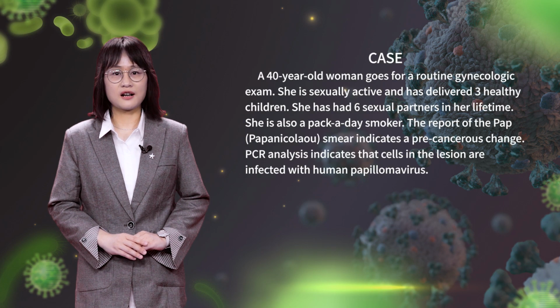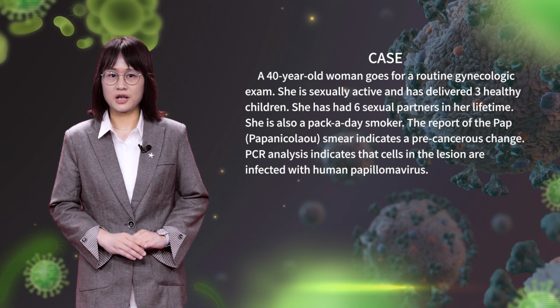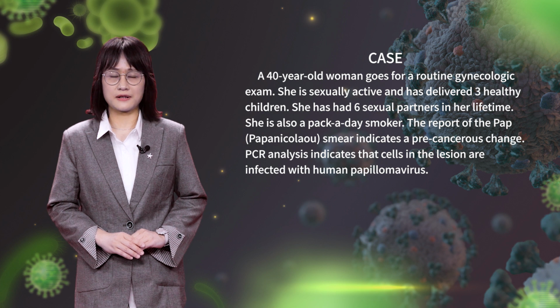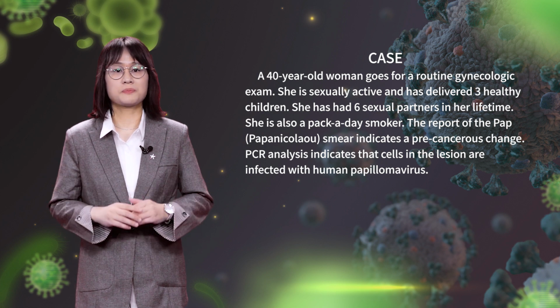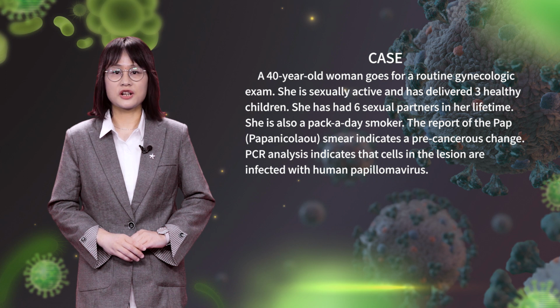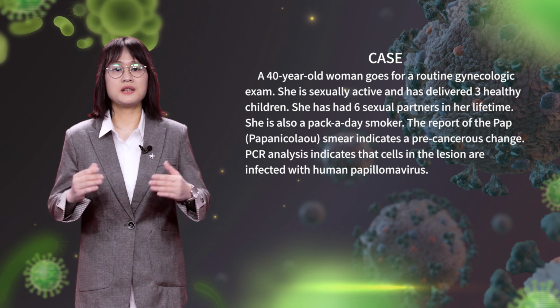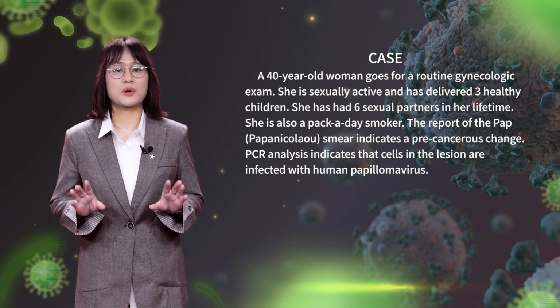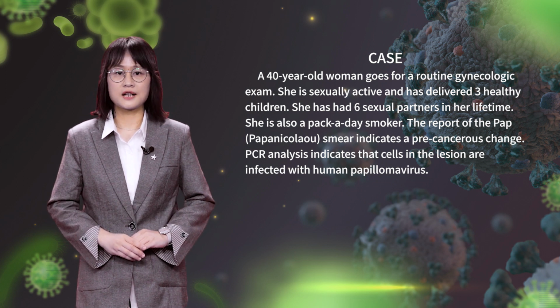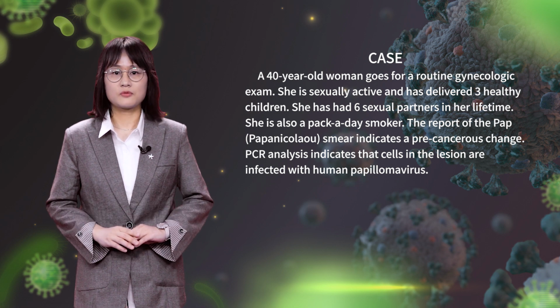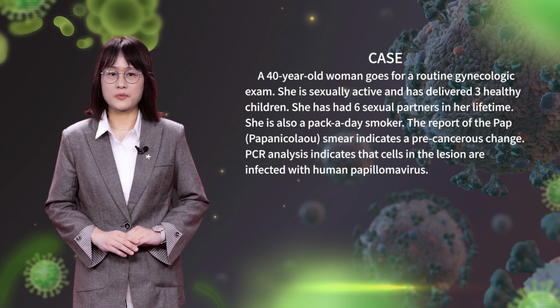First, we will show you a case. A 40-year-old woman goes for a routine gynecological exam. She is sexually active and has delivered 3 healthy children. She has had 6 sexual partners in her lifetime. She is also a pack-a-day smoker. The report of the Pap smear indicates a precancerous change. PCR analysis indicates that cells in the lesion are infected with human papilloma virus.